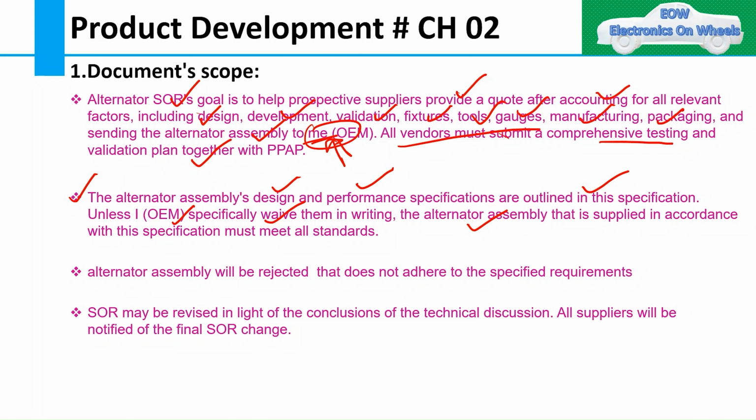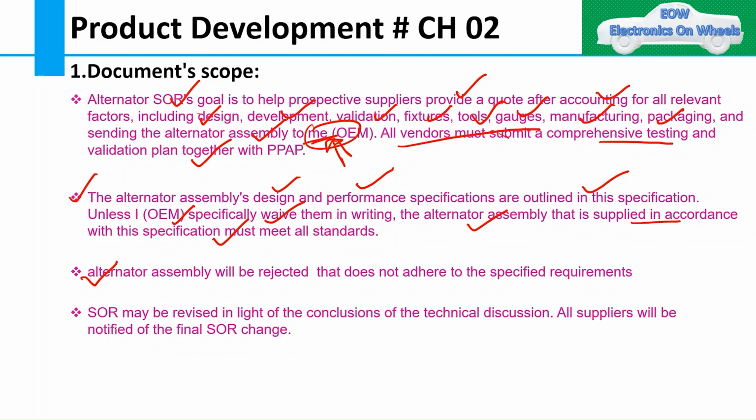The alternator assembly that is supplied in accordance with the specification must meet all the standards. Then the fourth point is, an alternator assembly that does not adhere to the specified requirement will be rejected. So we are telling the supplier or the vendors that if you are not adhering to the particular specification or standards, those assemblies or alternators will be rejected.